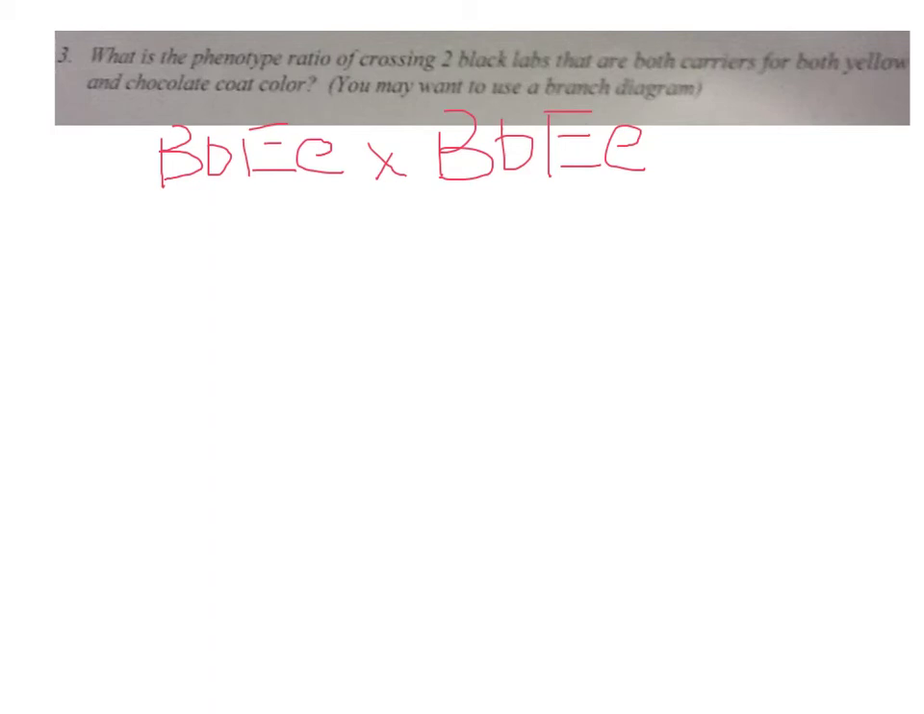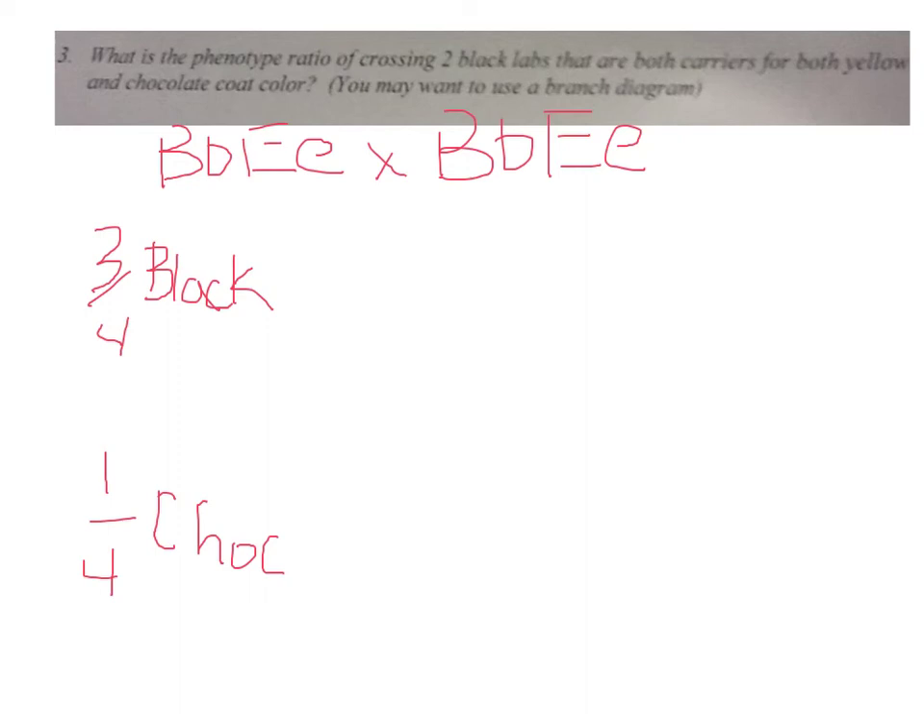When you cross two heterozygous big B, little b's, you know that there is a 3/4 chance of having a black puppy and there's a 1/4 chance of having a chocolate puppy. I apologize for my terrible handwriting on this.